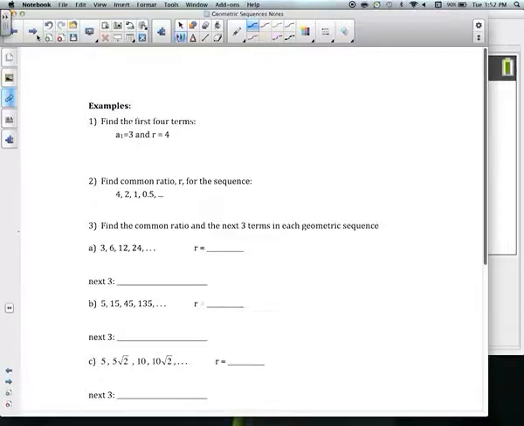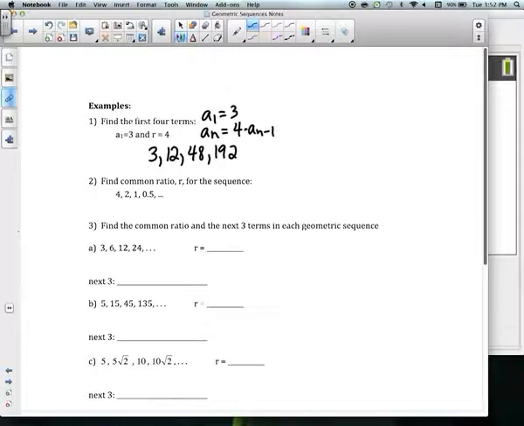Okay, this just asks you to write the first 4 terms. So if we're starting with a1 equals 3 and r equals 4, another way we could say that, we could give you the recursive. Given that, generate the sequence. So it would be 3, 12, 48, 192. It includes the first term that we already have, so you just had to find 3 other ones.